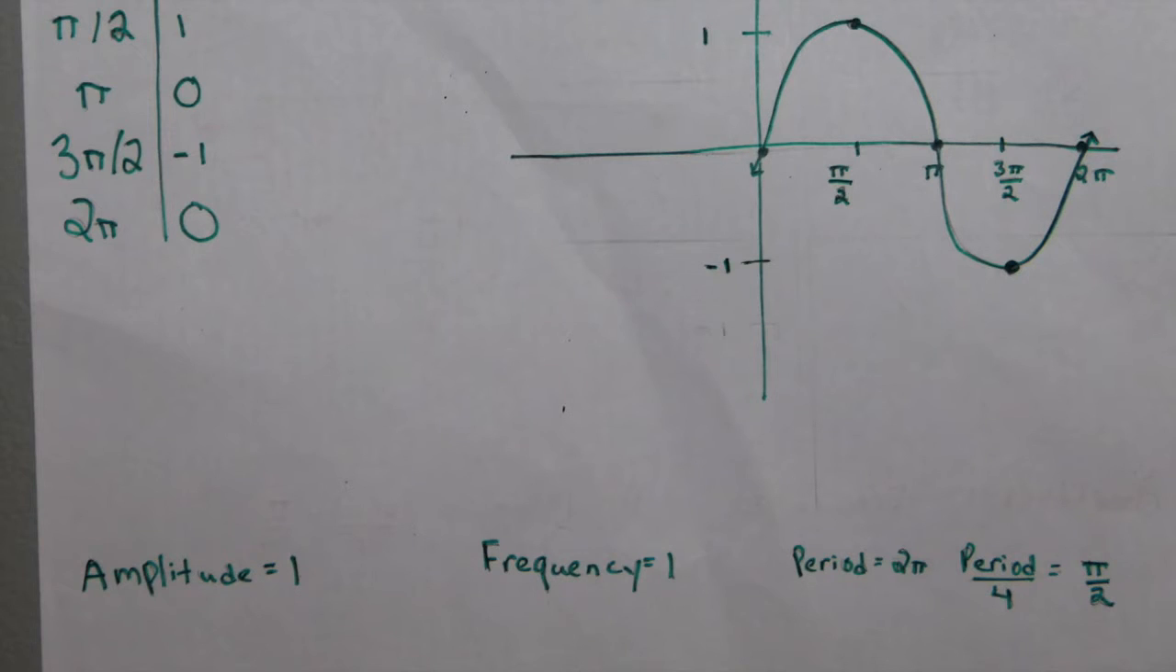To start, plot your first point at the origin, 0, 0. The amplitude is 1, so the highest and lowest points on the graph are 1 and -1 respectively. The frequency is 1, so there is 1 cycle in 360 degrees. To find the period, plug in 2 pi over b. For this graph, the period is 2 pi over 1, which is 2 pi. To find how to increment your x-axis, plug in period over 4. For this graph, 2 pi over 4 equals pi over 2.